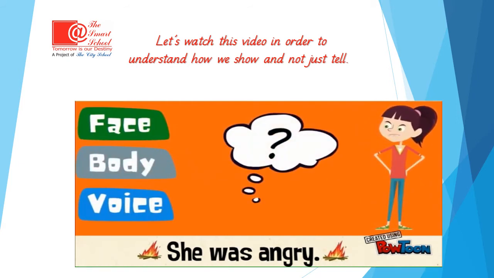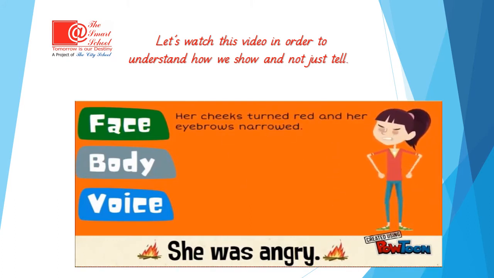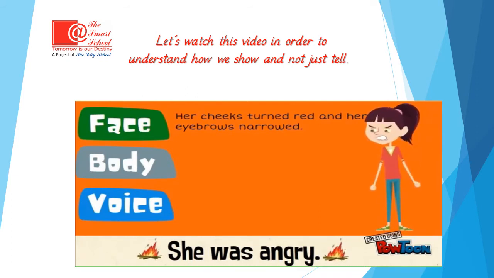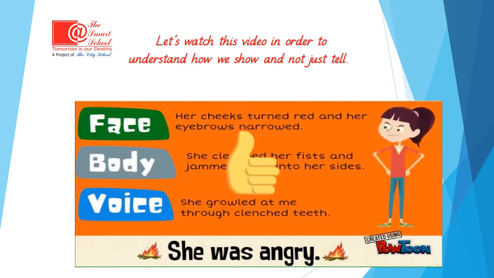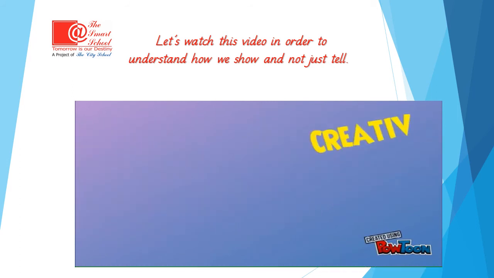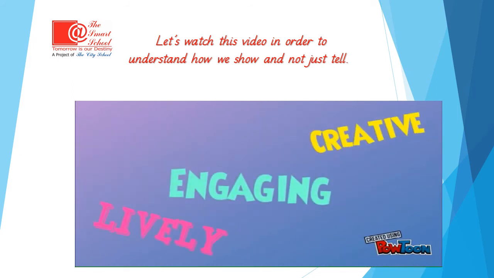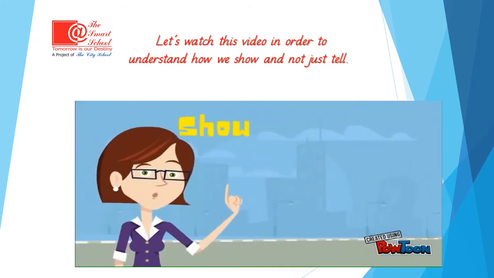When a person is angry, how does their face look? Her cheeks turned red and her eyebrows narrowed. What does the rest of her body do? She clenched her fists and jammed them into her sides. How does her voice sound? She growled at me through clenched teeth. Now your reader can really picture how angry this character is, and your writing is coming to life. When you use the strategy Show, Don't Tell, your writing will be more creative, engaging, and more lively. Your reader will love to imagine your story in their own imagination. So next time you're writing, remember to always show, don't tell.